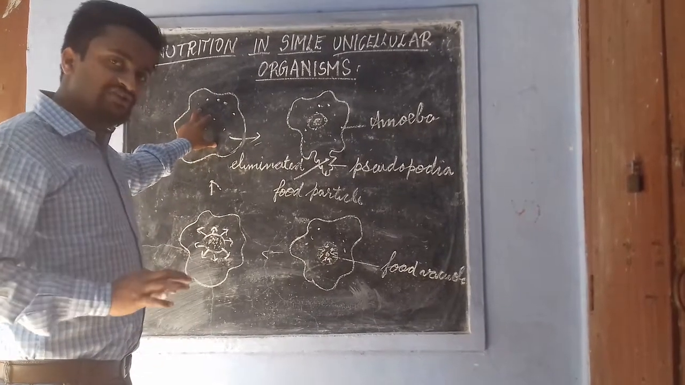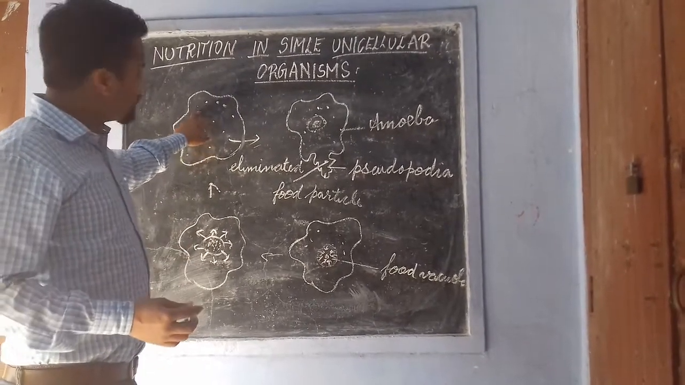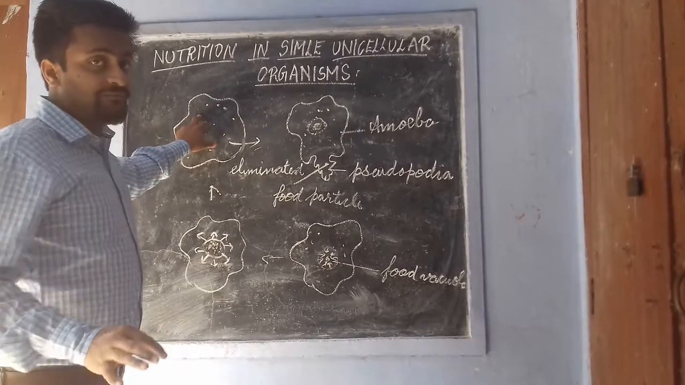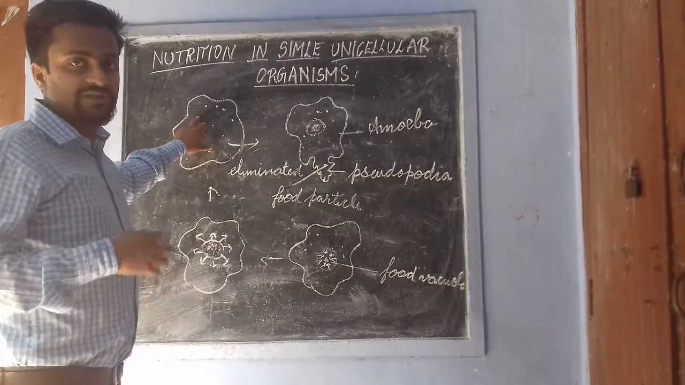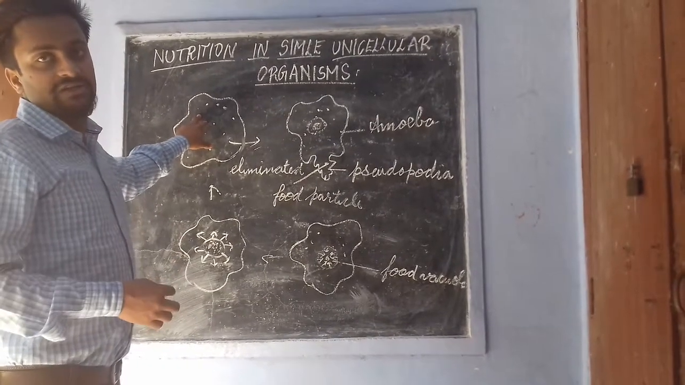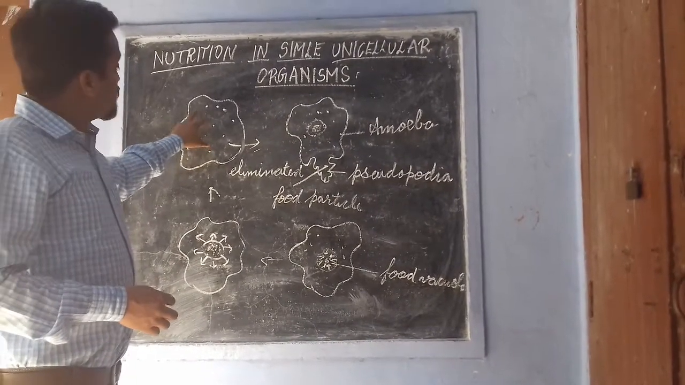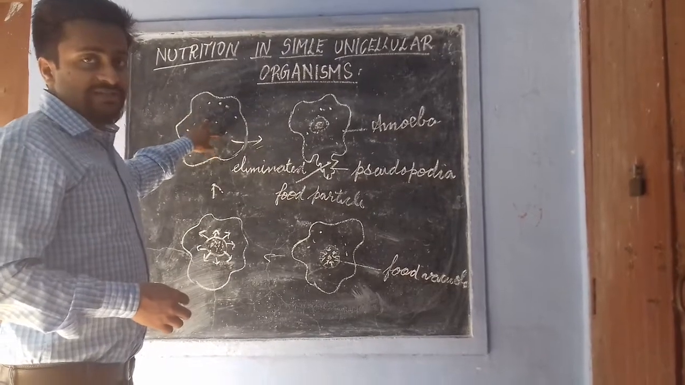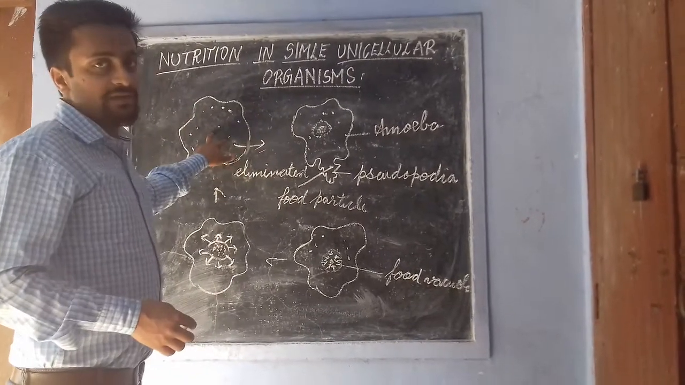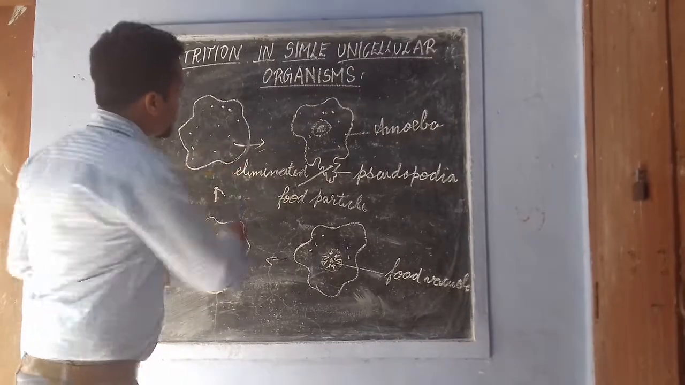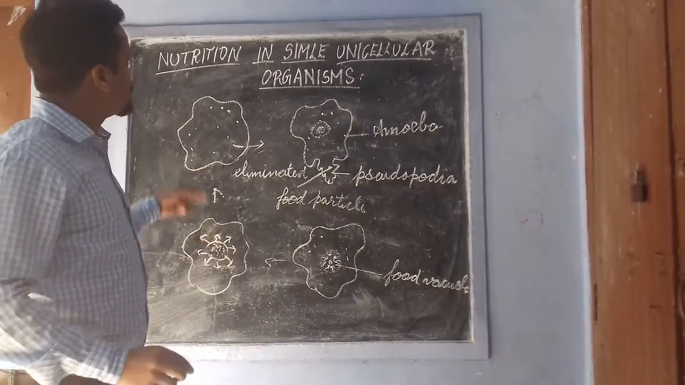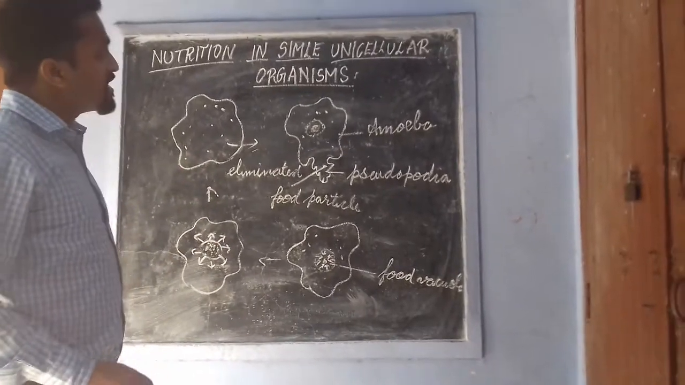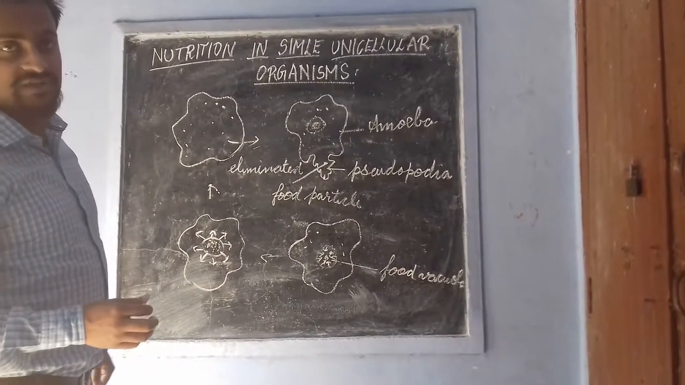Now after the assimilation, I have already told you that not all the food is completely absorbed. Certain waste products are also produced by the body. So what happens? These waste products are eliminated from the body by rupturing at a certain point, and then again it is joined and it is a complete amoebic cell. So this is how the process of nutrition takes place in simple unicellular organisms.